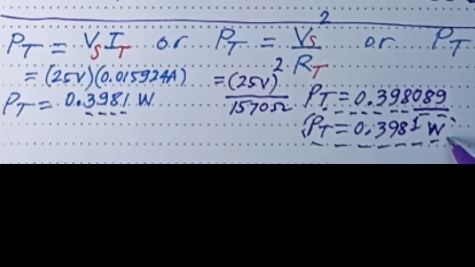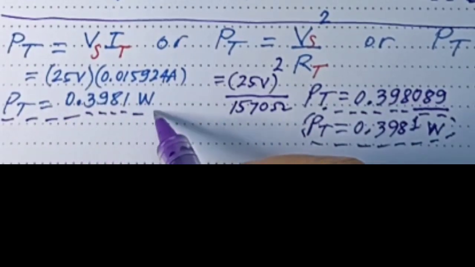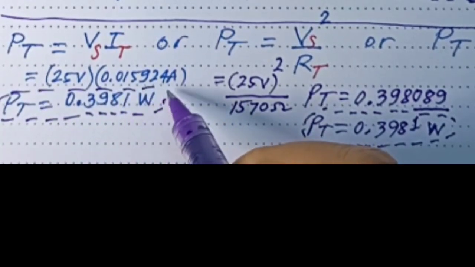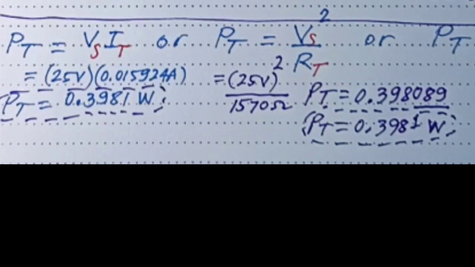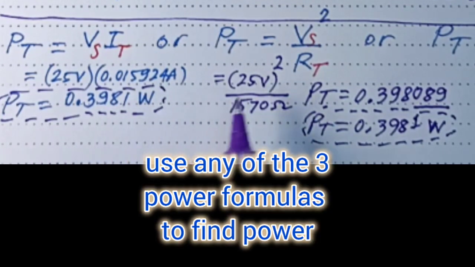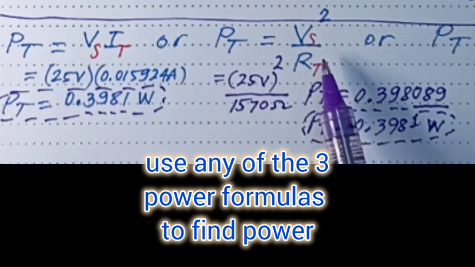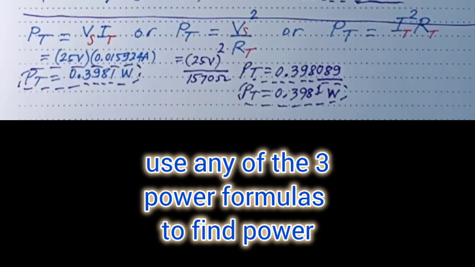Watts. Same with this. But you don't need to use two formulas. I'm just trying to show you that we can use either of the two: either you use PT or you use VI, or you use V squared over R, or you use I squared multiplied with R. So either of these formulas we can use, whichever you like.